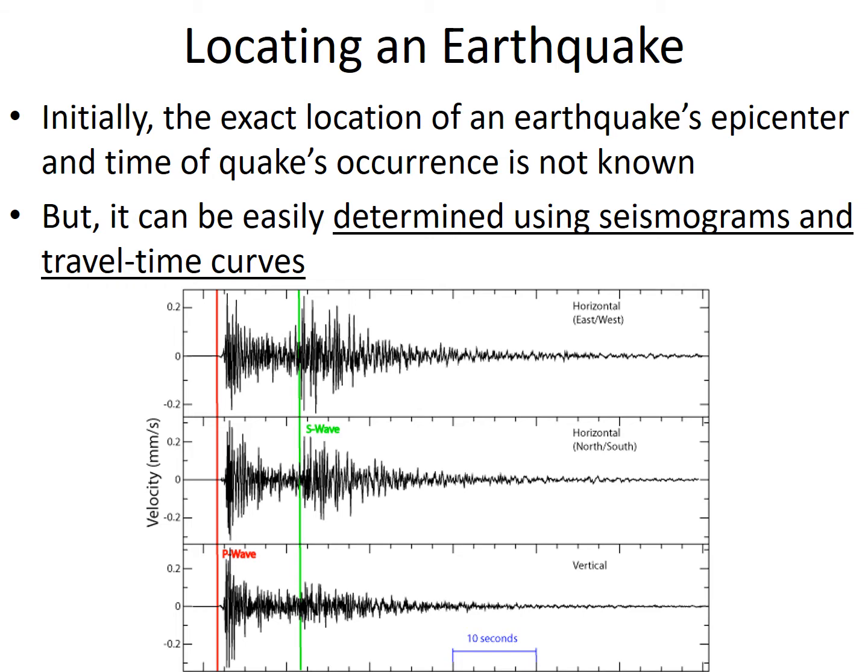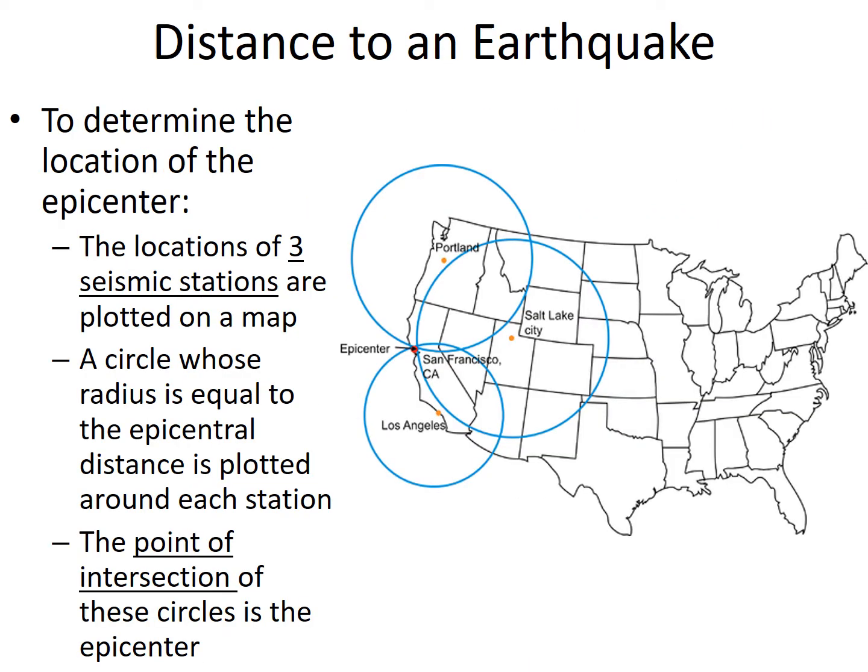So how do we locate an earthquake? Initially when the earthquake occurs, we don't know where the epicenter is, but it is determined using seismograms and travel time curves. We look at the waves recorded by the seismograph, which measures the movement. First they find 3 seismic stations and plot them on a map. A circle whose radius is equal to the epicentral distance is plotted, and the point of intersection of these 3 circles is the epicenter.